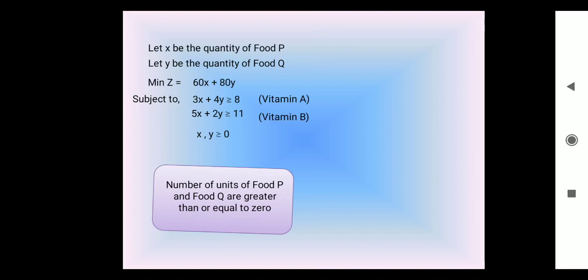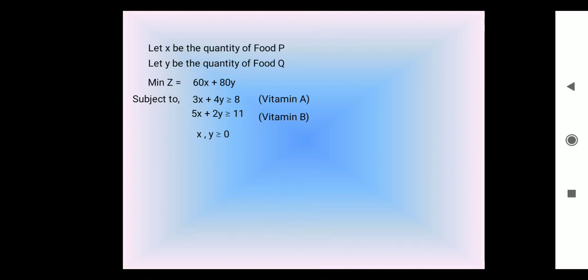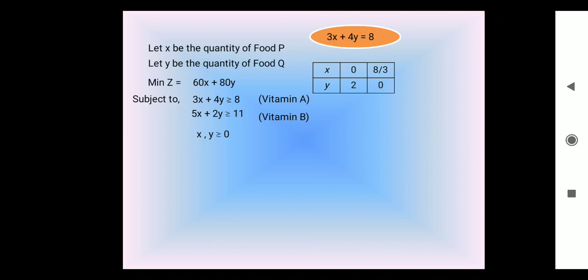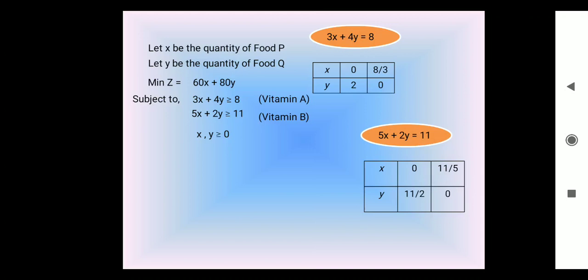Now we have to find x and y by considering the equalities. First equality is 3x plus 4y equal to 8. By solving, we get first point as 0, 2, second point as 8 by 3, 0. So considering second equality 5x plus 2y equal to 11, we get first point as 0, 11 by 2 and second point as 11 by 5, 0. Now let us plot the graph.